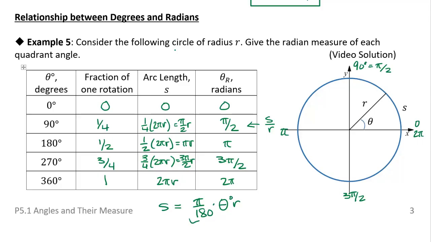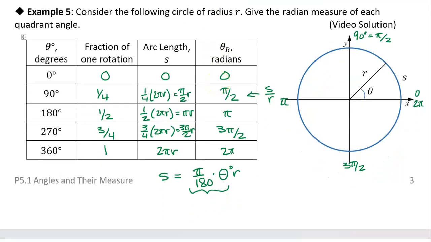So this part right here, let me scroll down just a little more to give me some room, this right here is theta in radians, right? So we have theta in radians is equal to pi over 180 times the angle in degrees. Okay, so we're going to use that in the next example. So I'll meet you there.